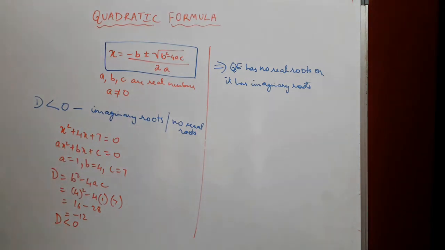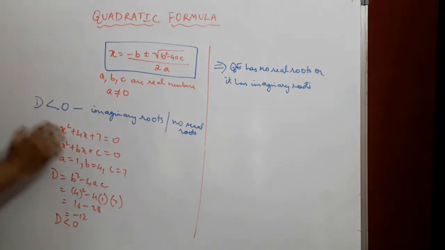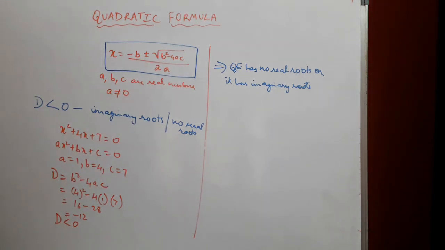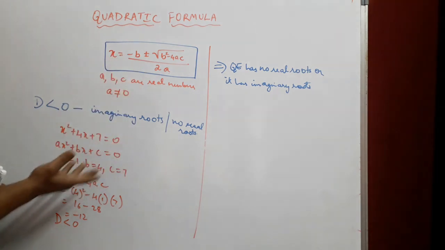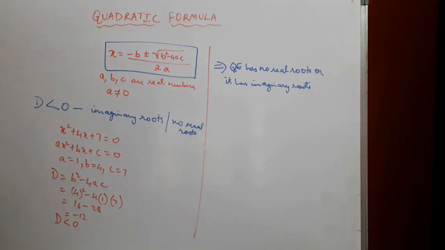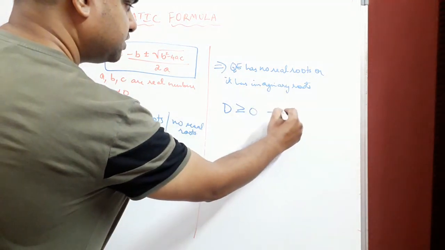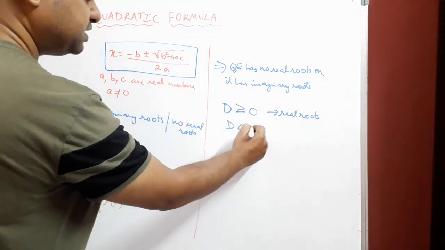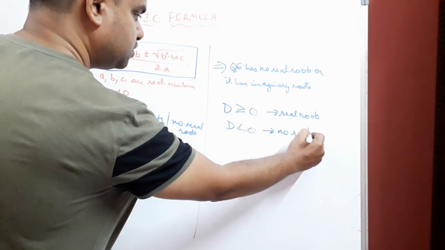Next, what we did is, we broke this b square minus 4ac into a different formula. That is, we call this a discriminant, and this discriminant plays a very huge role in determining whether the given quadratic equation has got roots or not, real roots or not. And we found that when d is greater than or equal to 0, we get real roots. But when d is less than 0, the quadratic equation has got no real roots.